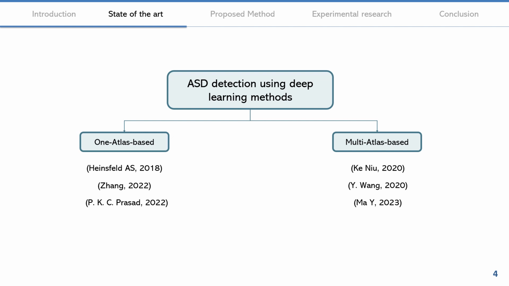On the other hand, multi-atlas methods consist in combining two or more atlases from fMRI scans. In this context, Wang et al. in 2020 proposed a multi-atlas deep feature representation and ensemble learning method for the ASD binary diagnosis. They calculate three functional connectivities between the time series of brain regions based on three different brain atlases.